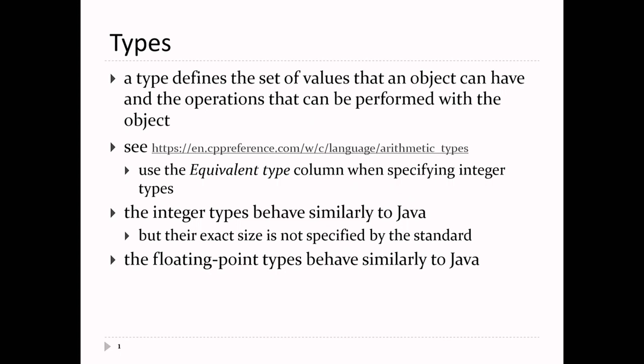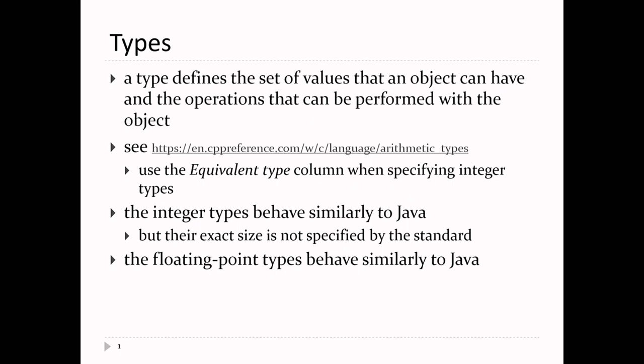Types. Okay, so we're on the types PowerPoint set of slides. You should all, by this point, know what a type is, right? A type defines a set of values that an object can have and the operations that you can do with the object. So int is a type in Java, Python, and C. It represents an integer type, so those are the set of values.